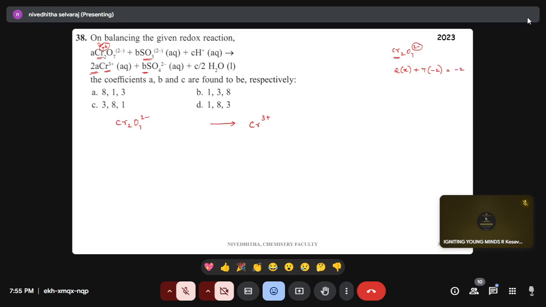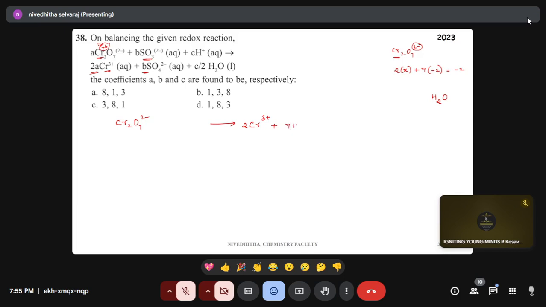So we have to balance chromium. How many chromium should I add on the right side? 2 chromiums. So the main atom is balanced. Now we have to balance the oxygen. Left side I have 7 oxygen and right side I have no oxygen. So right side I have to add 7 oxygen. To add oxygen, you have to add it through water molecules. In one water molecule, we have 1 oxygen, so I have to add 7 water molecules to add 7 oxygens.